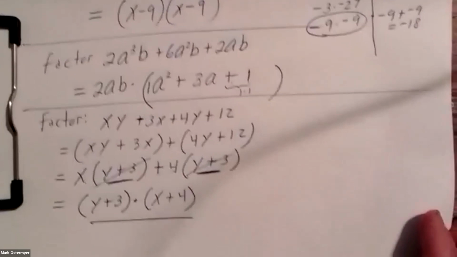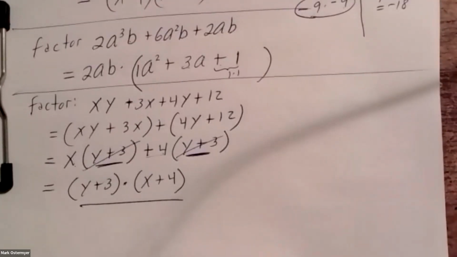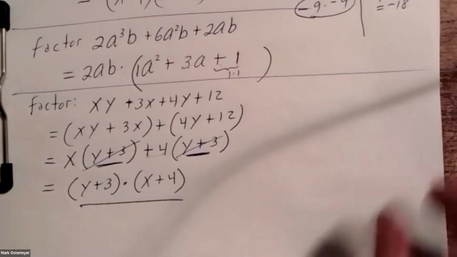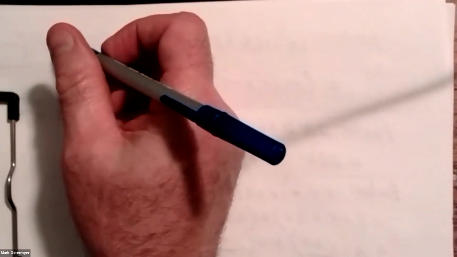That one's done. That warranted the grouping method. So in section 6.5, they're going to give you all different types of polynomials, and we're going to have to be ready and armed to factor any one of these. Any one of these, ladies and gentlemen, are fair game.